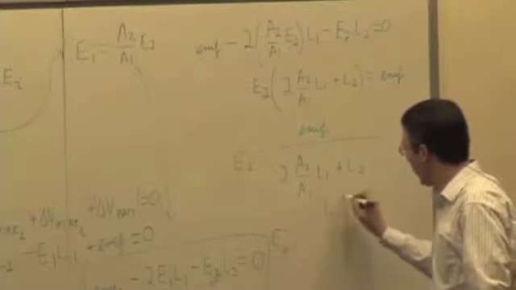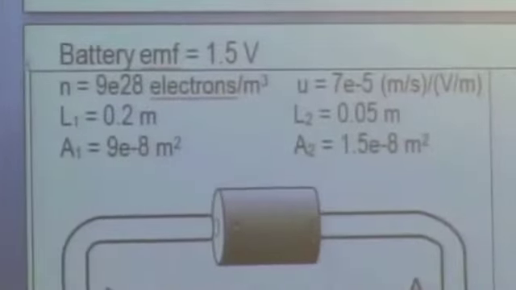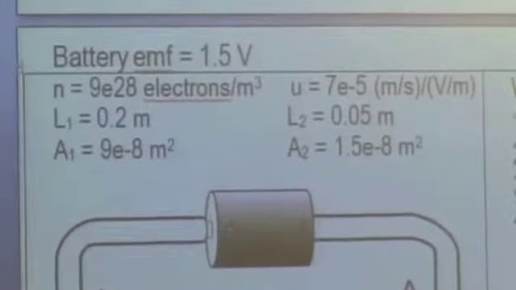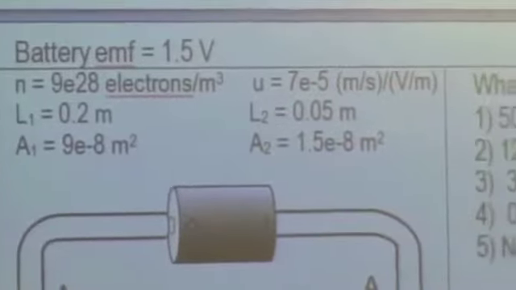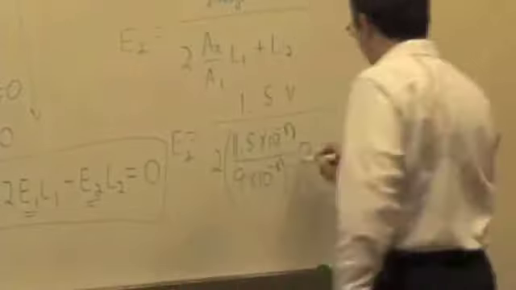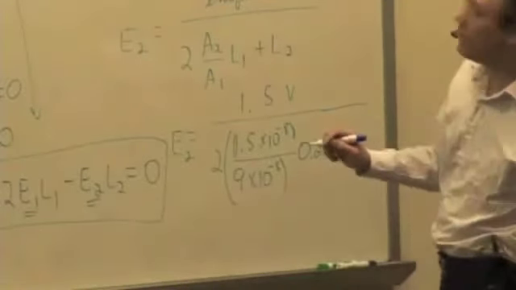And finally, I have 1.5 volts over 2 times the area 2, which is 1.5 times 10 to the minus 8. And area number 1 was what, 9? Got 9 times 10 to the minus 8. And L1 was, how long was wire 1? 0.2 meters. And then plus, what was L2? 0.05? 0.05?